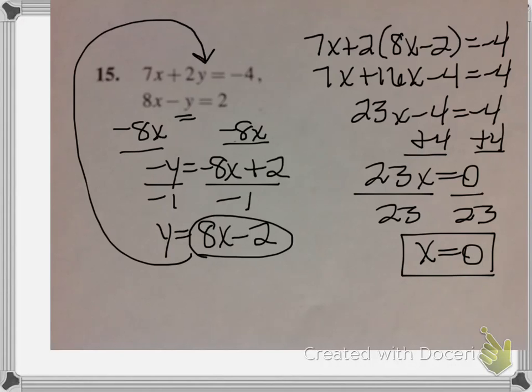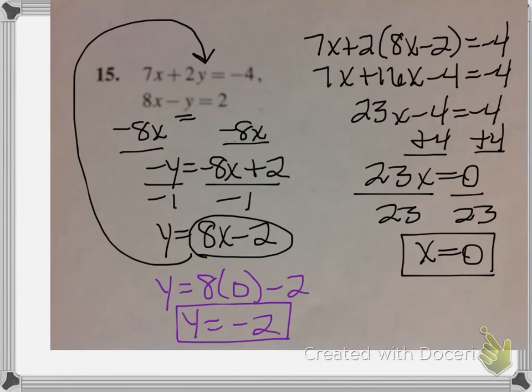Recall that that is only half of our answer. So how do we get the other half? I use substitution. And I can use one of my originals, or I can use the one that I created right here. That's going to be the easiest one to plug into, because I'm going to get 8 times 0 is 0, minus 2, so I'm going to get negative 2. So my final answer is (0, negative 2). So again, if I were to graph this system, my lines would cross at (0, negative 2).